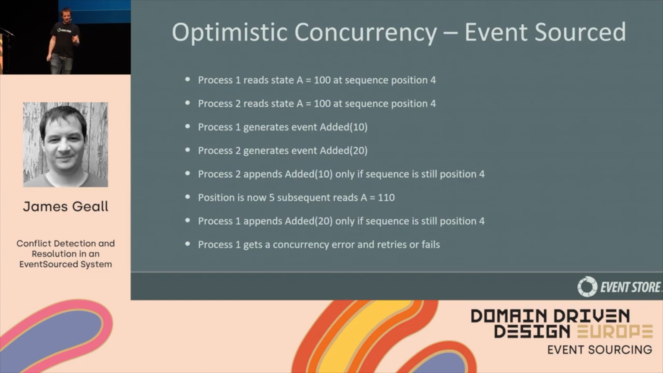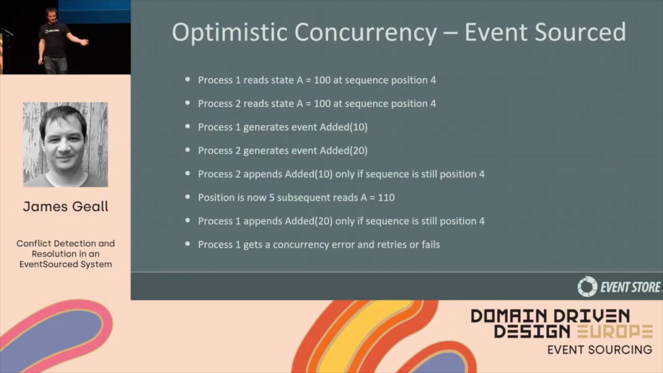Process 1 reads state A of 100 at sequence position 4. What does that mean? That means that process 1 reads all of the events up to sequence position 4, calculates that the current state is 100. Yeah? So it's doing a bit more work in the process to calculate the current state rather than just going, give me this row. That's my current state. Right? Process 2 does the same thing.